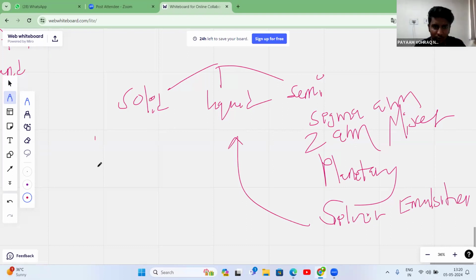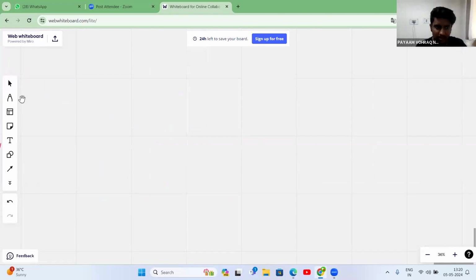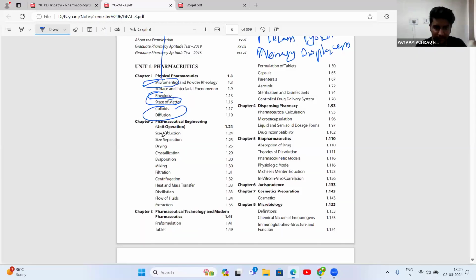For solids, we have the double cone blender, twin shell blender, right? All those blender types, round blender and all. So we have all those blender types, right? Mixing. Okay, done.